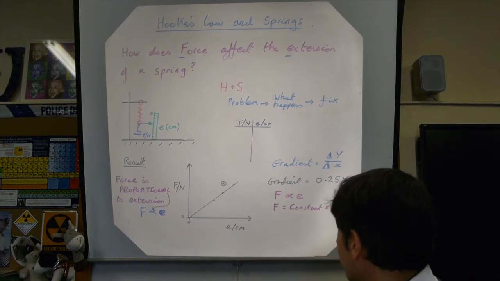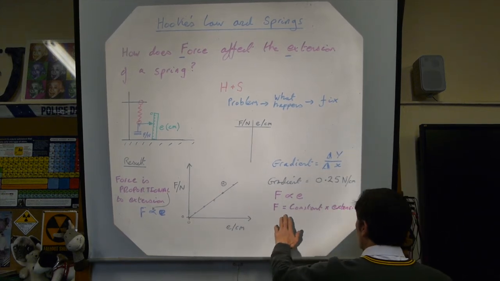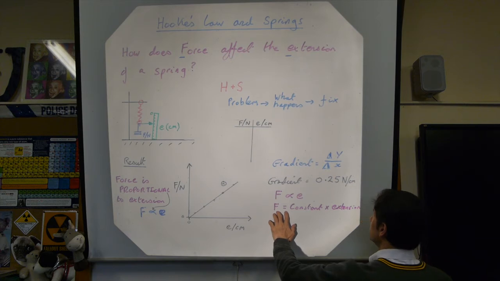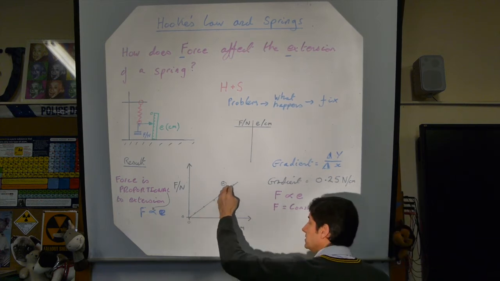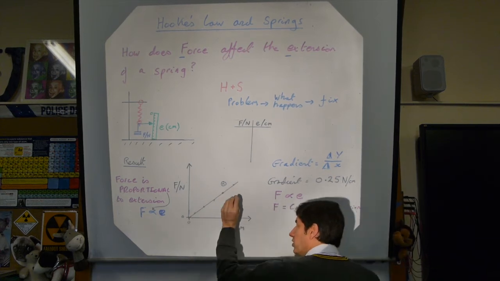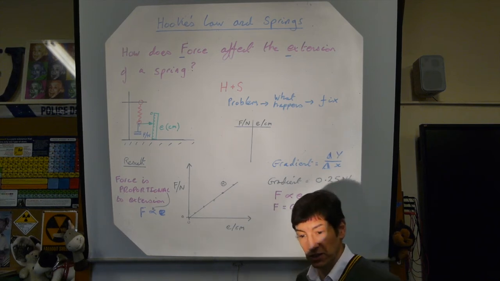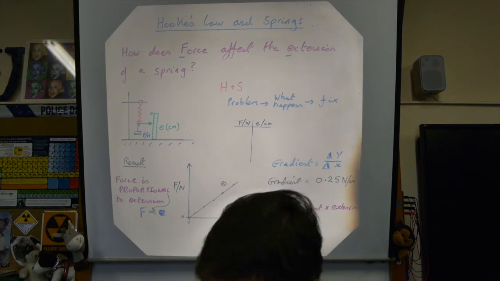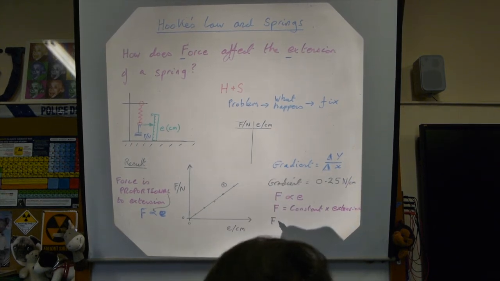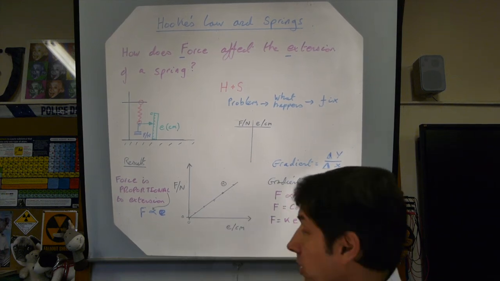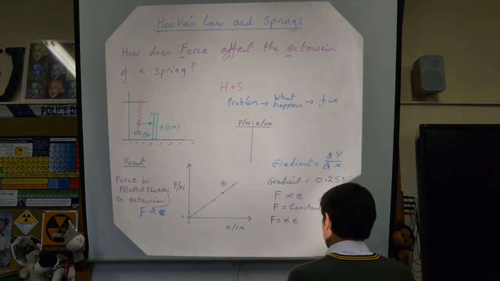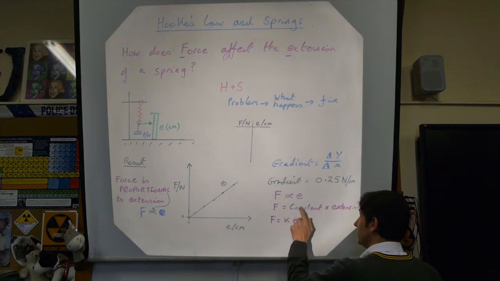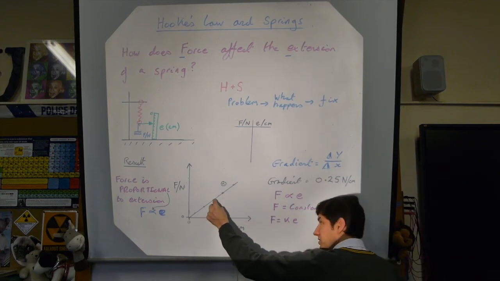Just fit it in there. Okay? So, what is constant? What doesn't change? Well, the gradient of the graph doesn't change, so the gradient must be the constant. Now, for annoying reasons, constant with a K, you'd think it'd be a C. So F equals K, the constant, times the extension. And that constant is the gradient of the graph. It doesn't change, it's constant.